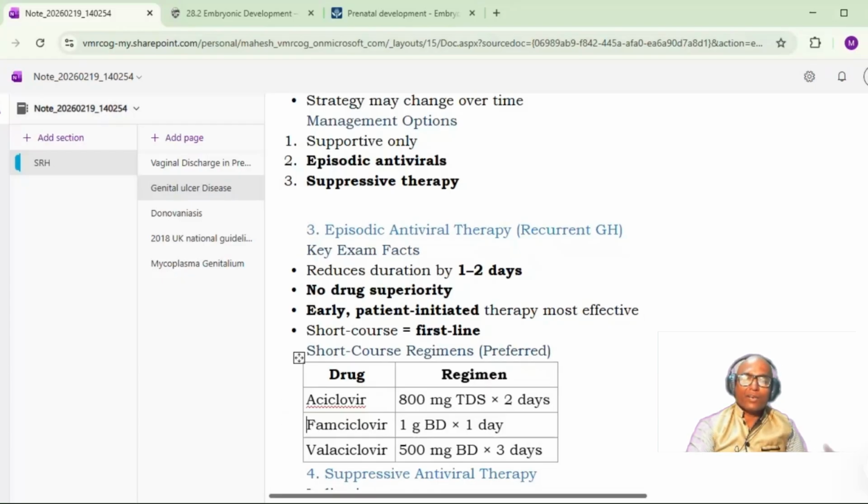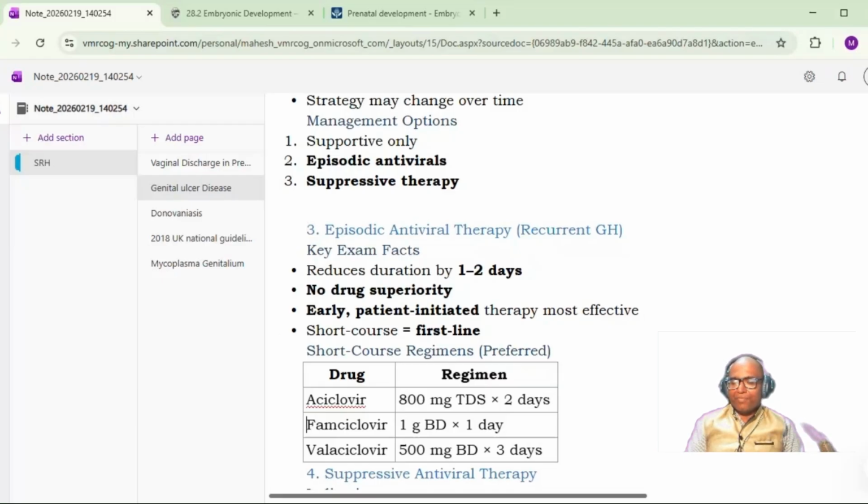Then famciclovir 1 gram BD. If you calculate the dose of the drug, then in the episodic the amount is more. There it was 400 milligram TDS for 5 days. Here it is 800 milligram TDS. So per day amount is more.